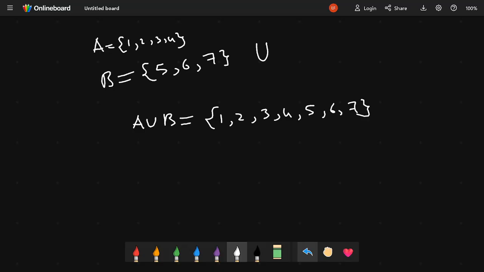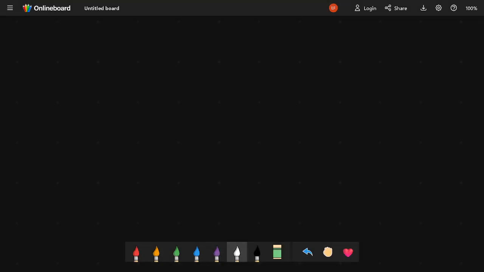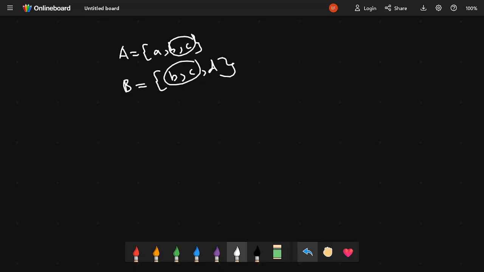And an intersection is basically the common part in both the sets. And we're going to talk about that now. An intersection. Let's say I give you a set A equals a, b, and c. And there is another set B equals b, c, and d. Now, what is common in both sets? You can see b and c are common. So A intersection B, this is the notation for an intersection. A intersection B equals b and c.